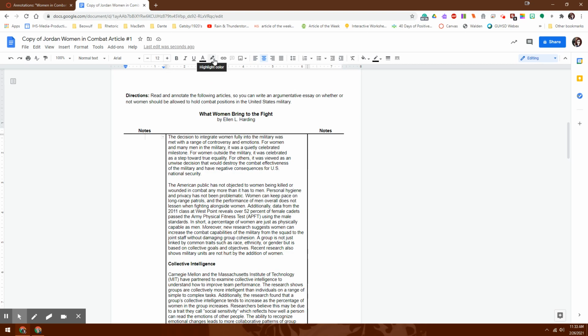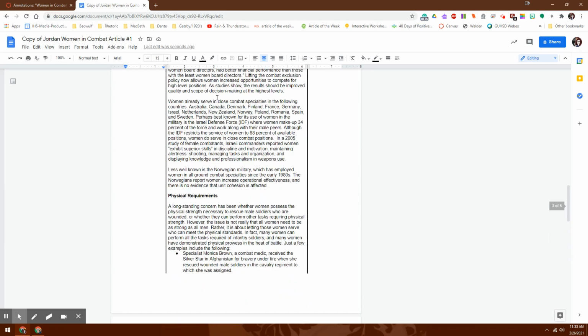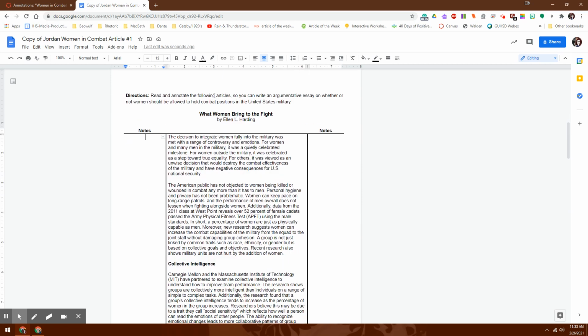So the first thing that we want to do is take a look at some text features. When we annotate, the first thing we want to do is just look and see, are there pictures, are there titles, are there subtitles? So I'm going to use the color blue to look at our title and our author. So here's my title, and then my author's last name is also right here. I'm going to highlight these two things just so that I know where to get my citation information. Because if I'm writing my paragraph, I'm going to use this last name and this title to cite anything I find in this article.